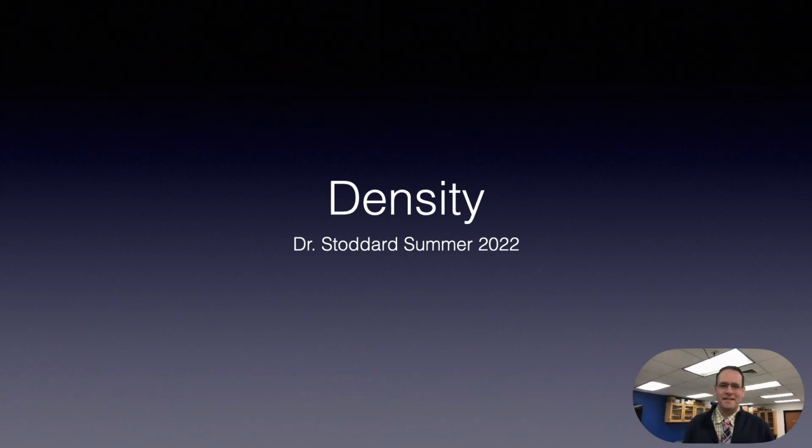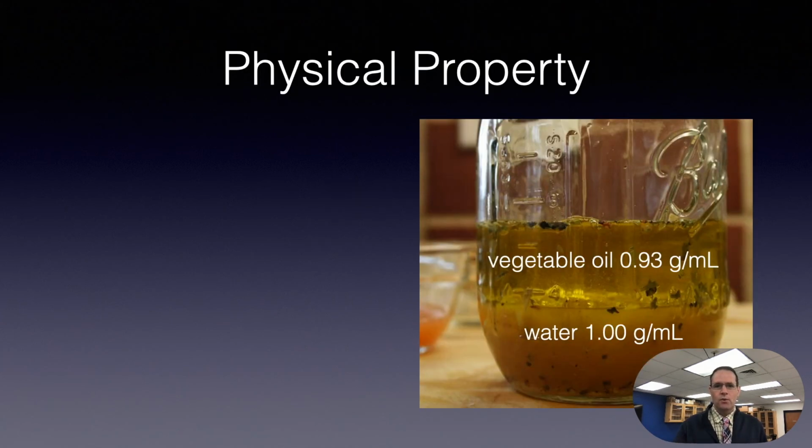Hello and welcome. In this video, I'm going to introduce density, both of solids and liquids, and you can kind of think of it as applied math, working with significant figures and rounding and units, okay? So we have density, which is a physical property. Here we have vegetable oil, which has a lower density than water, which has a density of 1.00 grams per milliliter. And we know that oil is less dense, so it floats on water.